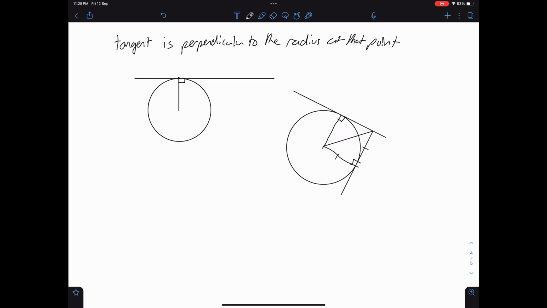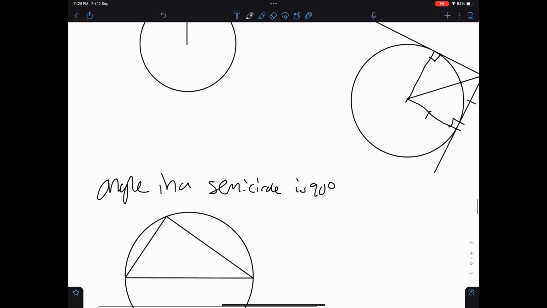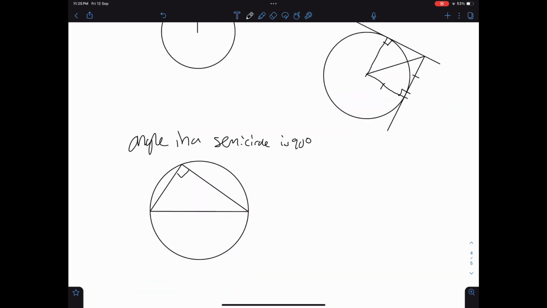The second one is angle in a semicircle is 90 degrees. So if I drew something like this, and I drew a diameter, turning it into a semicircle, no matter what I do, this is going to be 90 degrees. And so, if you can prove that two chords are perpendicular to each other, you would prove that this here would be a diameter.